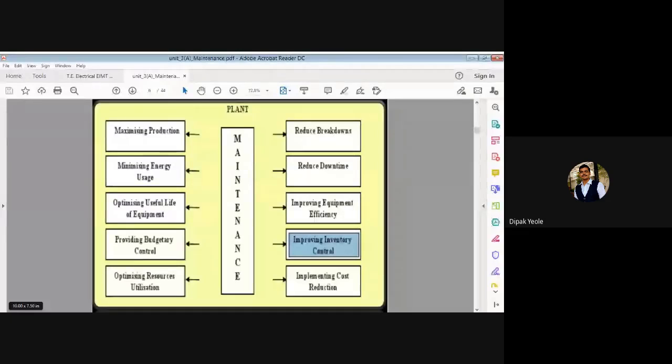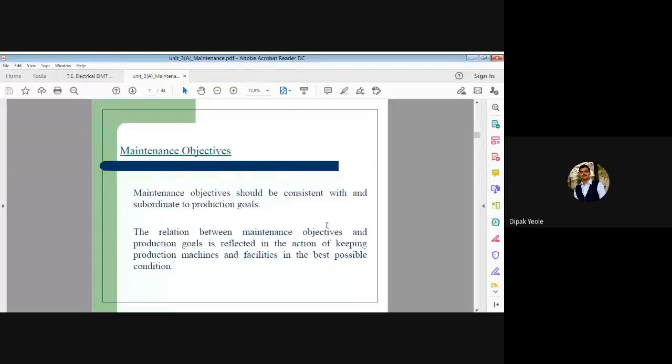And if someone asks you in the industry, what are the objectives of the maintenance department? So you have to explain or tell at least a few of these points. Yes. Now we will go ahead. We are interested in the types. Now this is the objective that we have discussed earlier. So with the help of that diagram, we have explained this concept.